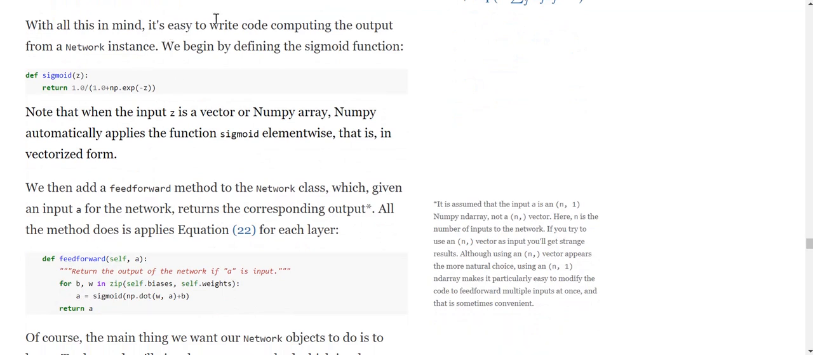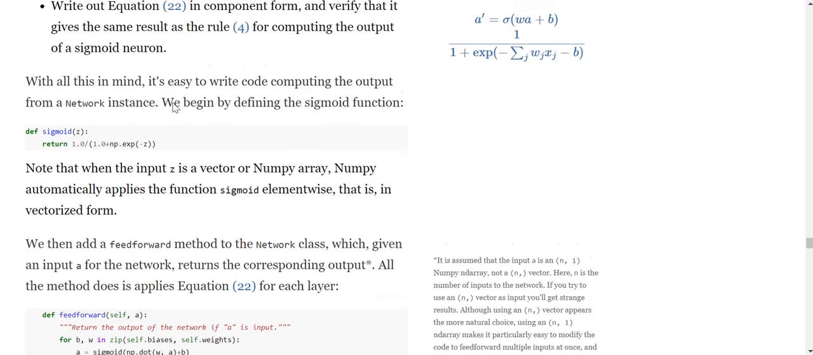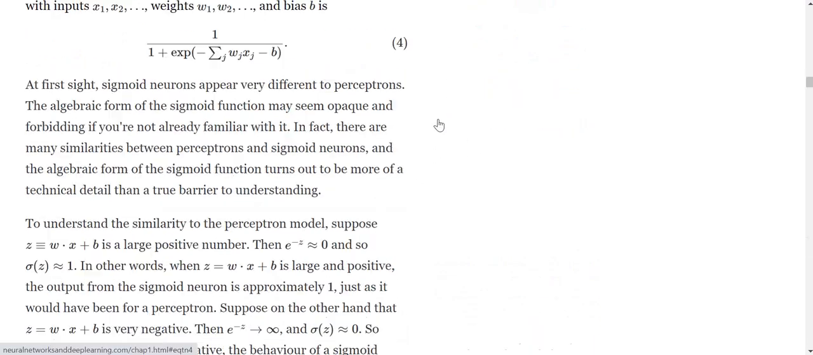With all this in mind, it's easy to write code computing the output from a network instance. We begin by defining the sigmoid function. Okay, so you have the sigmoid function, and this is just 1 upon 1 plus e to the minus z, which is essentially this.